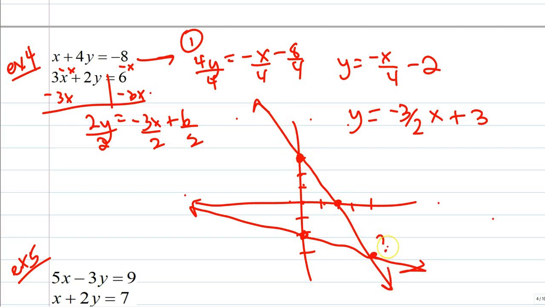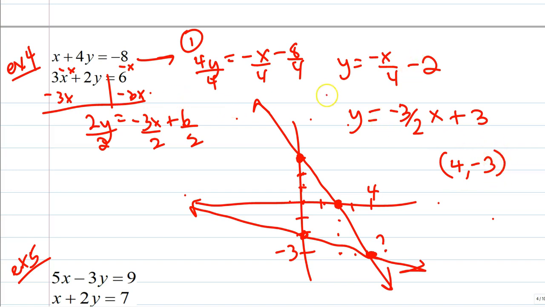Question is, is this where they cross? Well, you have to be really careful. Down 3 over 2, they haven't crossed. Down 3 over another 2, they do cross right there. What is that point? Well, 1, 2, 3, 4 on the x, negative 3 on the y. So write your answer as (4, -3).